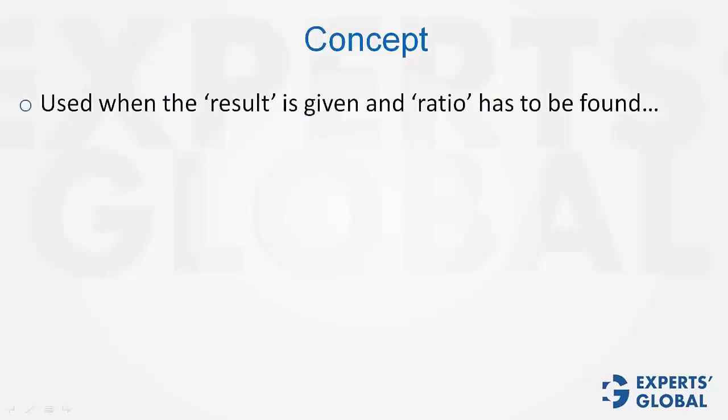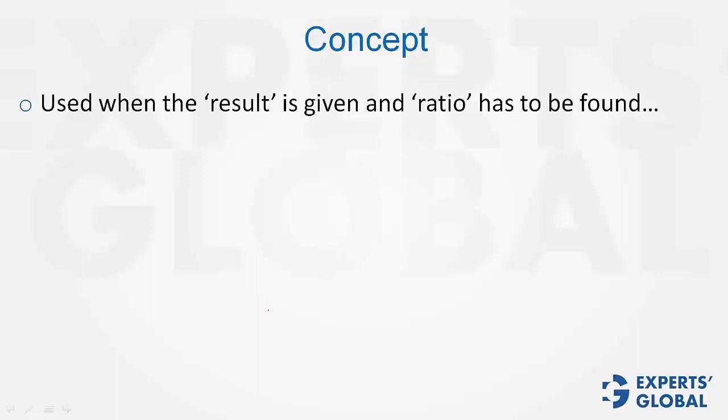The concept is that alligation is used when the result is given and the ratio has to be found. If you saw the last video on mixtures, there the questions used to be on the lines that if 20% alcohol solution and 50% alcohol solution are mixed in the ratio 2:3, what is the percentage of alcohol in the resulting solution? So in that case, we could use the weighted average directly.